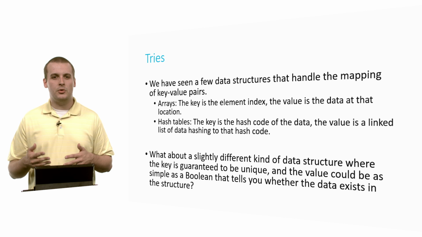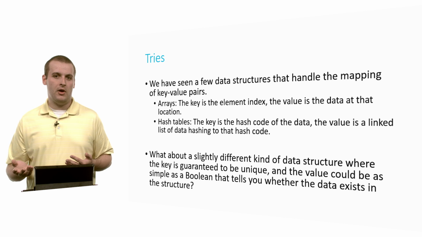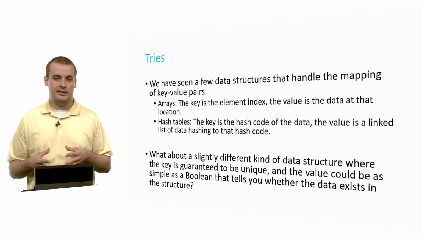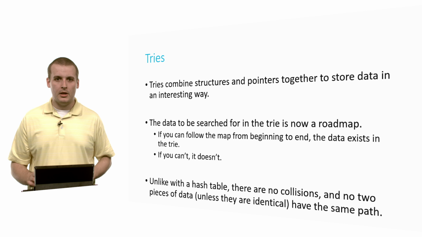And what if our value was just something as easy as true and false that tells us whether or not that piece of information exists in the structure? A Boolean could be as simple as a bit. Realistically, it's probably a byte more likely than a bit. But that's a lot smaller than storing maybe a 50-character string, for example.